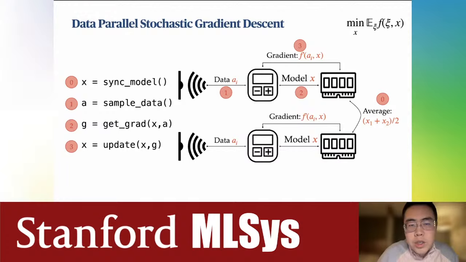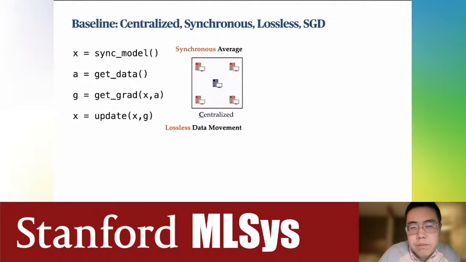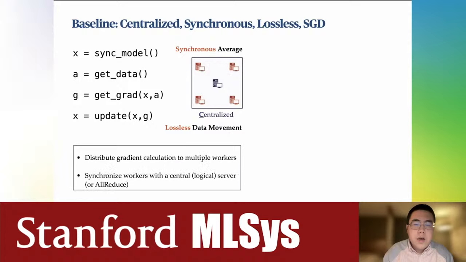And this is the communication pattern for this baseline algorithm. As you can see, every single machine does the local processing, and logically they communicate with a central server. Sometimes that central server doesn't exist, and you can do all-reduce among them. But logically, if you look at the flow of information, it comes from all of those machines, is aggregated, and is pushed back.